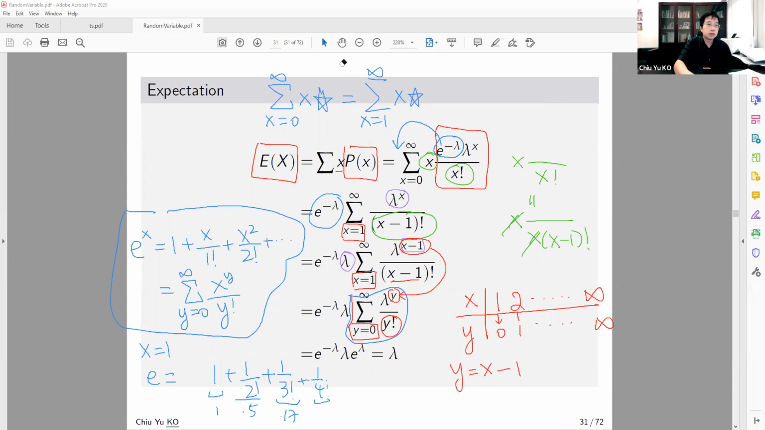Now this term is e to the lambda just by the definition. And e to the negative lambda cancels out, just 1. So that's lambda. That's why we proved the mean is lambda. Of course, it turns out this is np, the mean is np. If we define np as lambda, then we didn't prove anything new, but that is what it is.